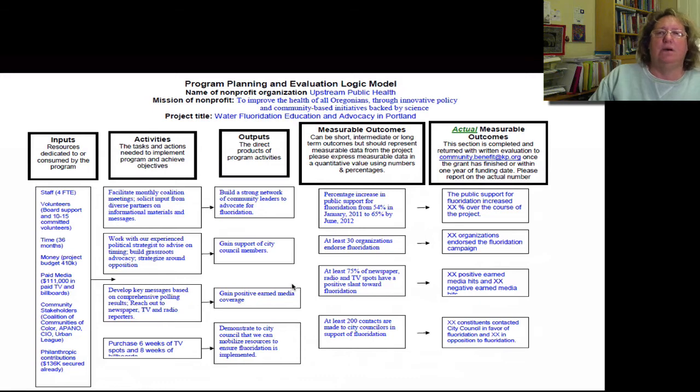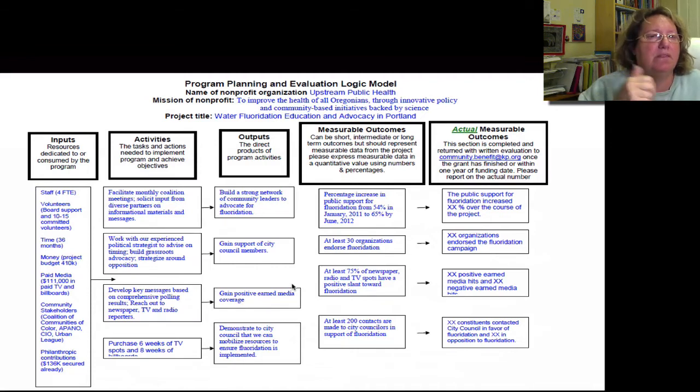This is a real logic model that was submitted as part of a grant I was connected with. It's a logic model for Upstream Public Health, which is a local organization that was at the lead of the water fluoridation battle in Portland a few years ago. We actually had a referendum and the referendum failed, so ultimately this wasn't successful. But if you take a look at this, you've got their inputs over on the left: time, money, staffing, volunteers, community stakeholders. And then you have the activities, what they're going to do.